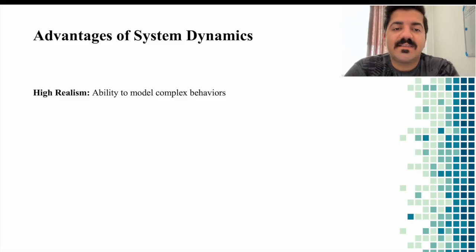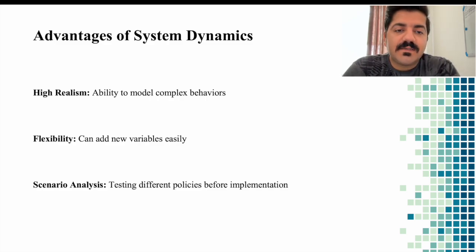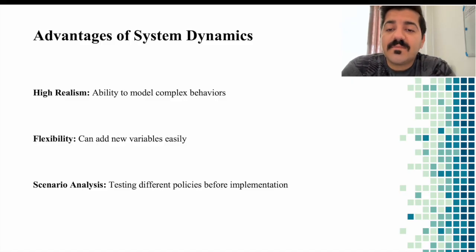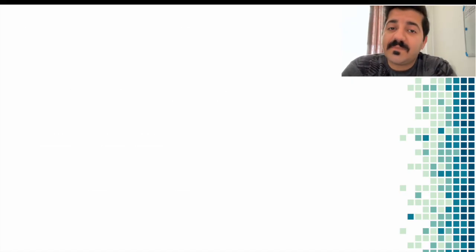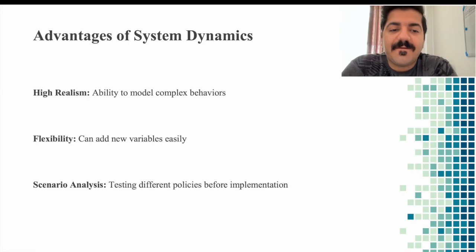Another is flexibility. In system dynamics, you can add new factors like Lego blocks, and it's so easy. Three is scenario analysis. You can try 100 policy ideas without risk. For example, test higher taxes versus spending cuts before voting. The closest thing to a time machine for decision makers is system dynamics, and you can see the future before it happens.